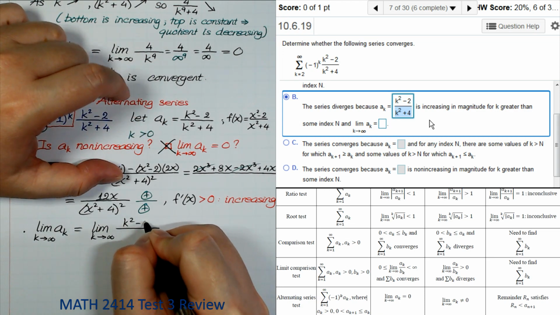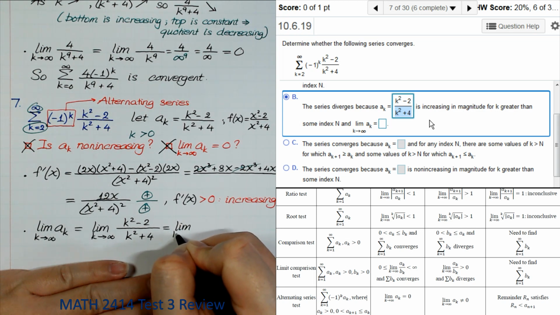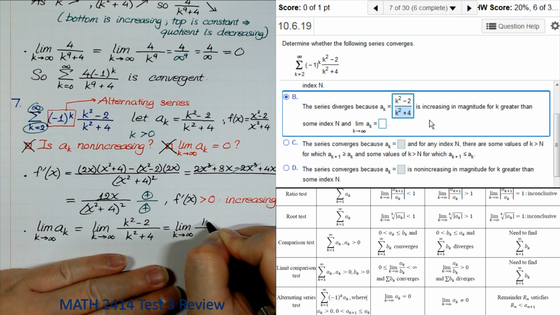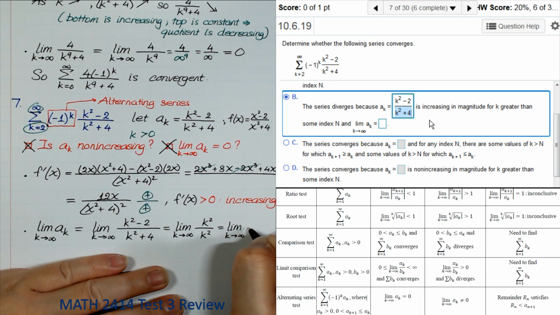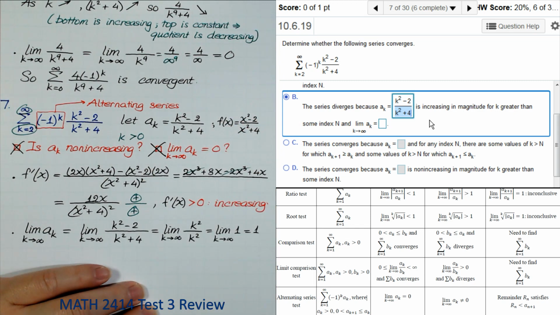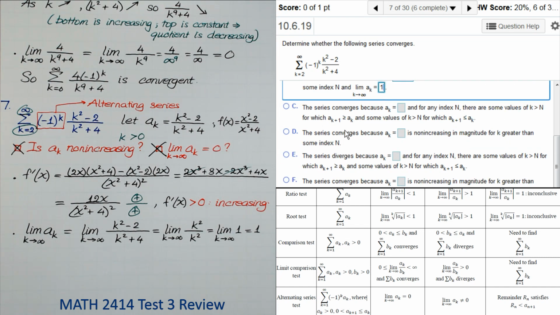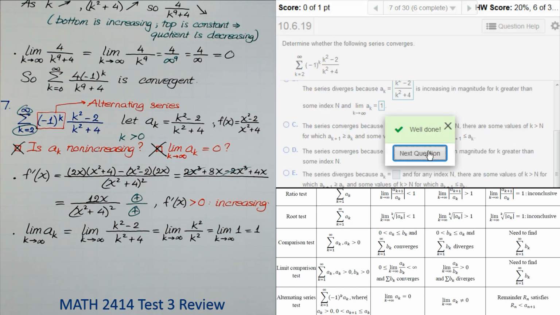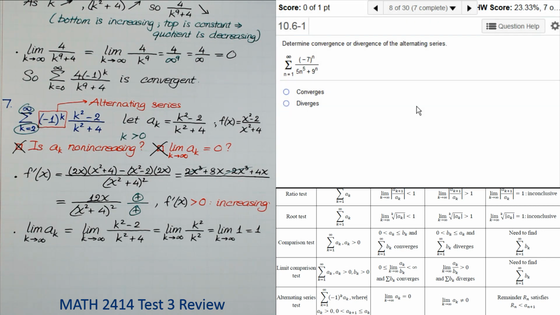K squared minus 2, k squared plus 4. Take the highest power on the top, highest on the bottom, cancel out. And that's equal to 1, so that one fails as well. And the limit equal to 1. So both of them fail, it will be divergent. Like I said, one of them failing is good enough, but we have both.